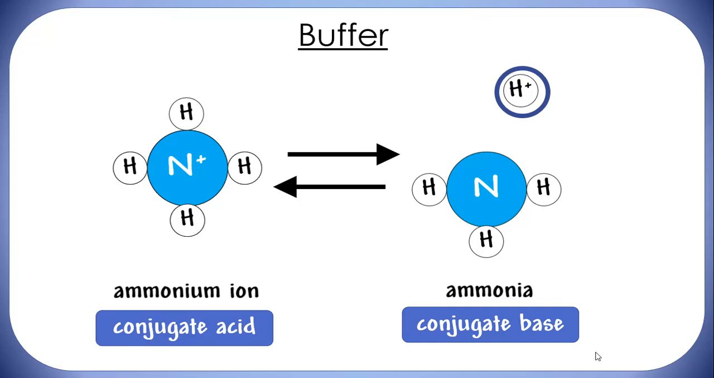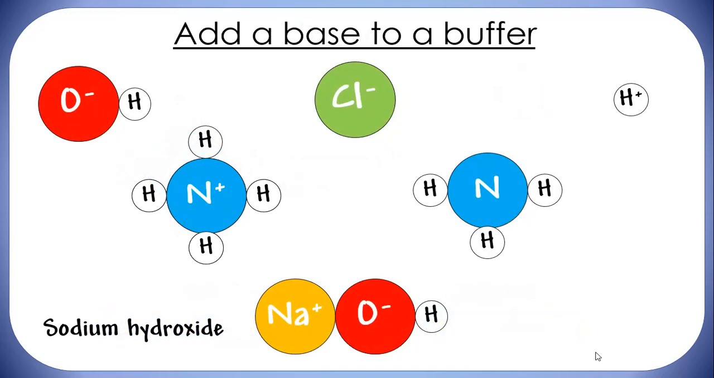Because ammonium ions and ammonia molecules have the same atoms with the exception of having or not having that extra hydrogen, they are called a conjugate acid and a conjugate base, a matched pair. A mix of a conjugate acid-base pair is called a buffer because it buffers against changes in pH when other compounds are added. Let's take a look at how that works.